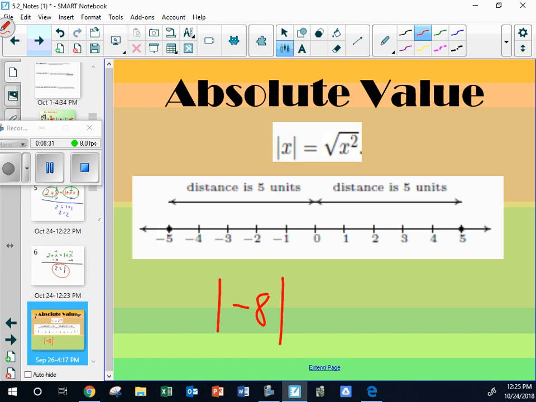Absolute values can have an answer that's not positive. Can't be negative. 0. 0 is not positive. All right. So you can have a 0 or you can have a positive answer to these. But you cannot have an answer come out negative.